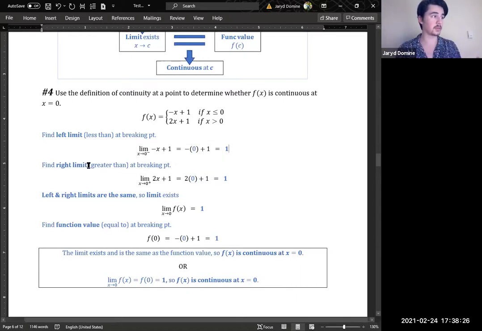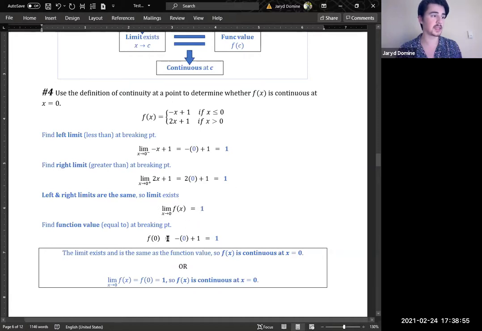For the right limit, greater than. Right limit is greater than. So we look at the values greater than x equals 0, which is this function, 2x plus 1. We take the limit of 2x plus 1 as x goes to 0, plug in a 0, and we get 1. So good, we got the left and right limit. They're the same, and so the limit is also 1. The limit exists, and it is 1.